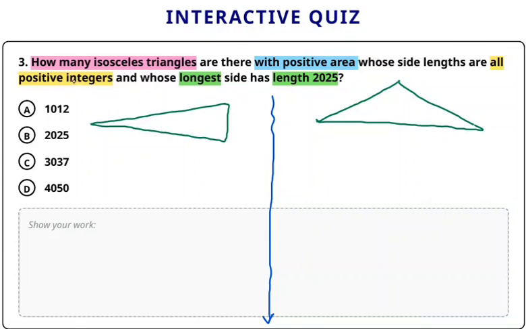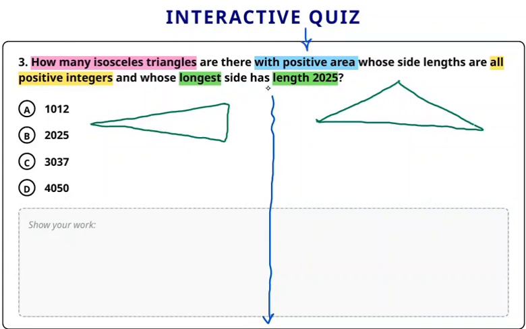So in today's question number 3: how many isosceles triangles are there with positive area whose side lengths are all positive integers and whose longest side has length 20, 25, or 2025? So are there 1012 isosceles triangles, or 2025, 3037, or 4050? As you see here, there are highlighted parts to focus on to figure out some information that helps you find the correct answer.